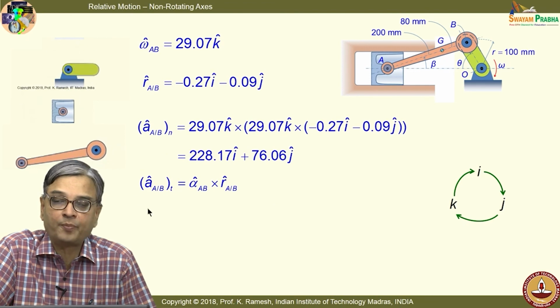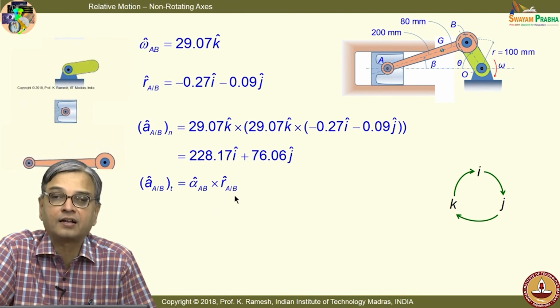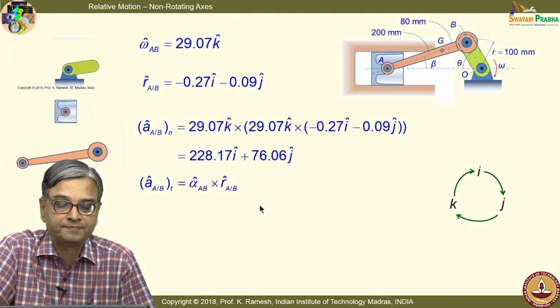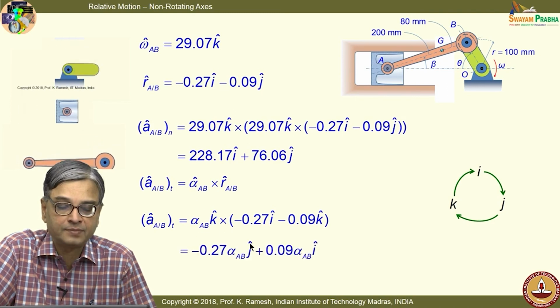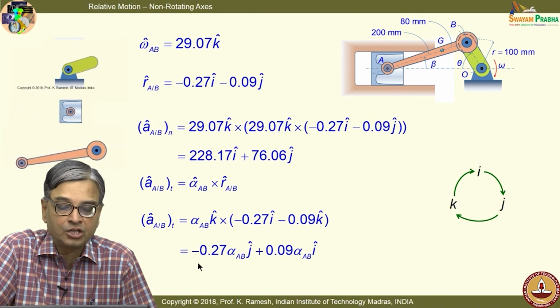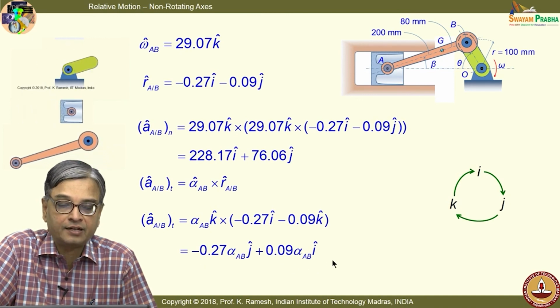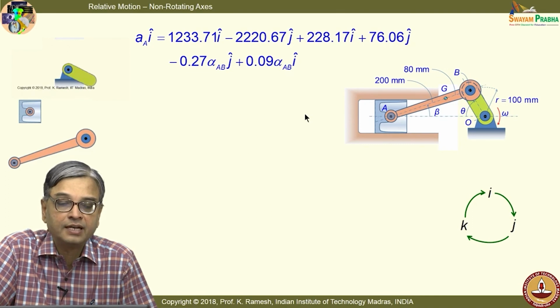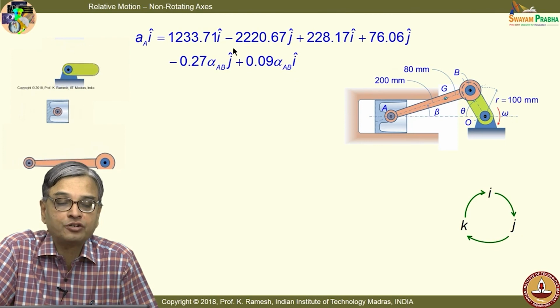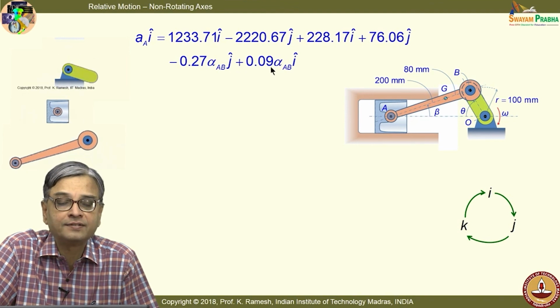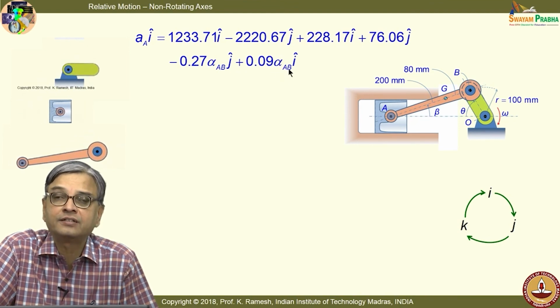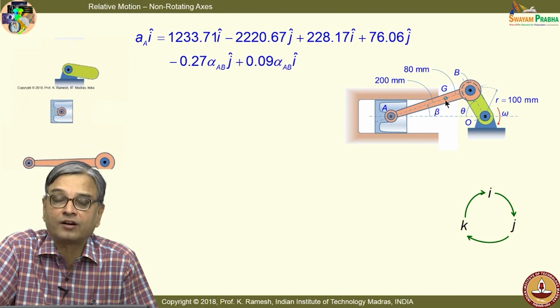And the tangential component of acceleration is alpha cross RAB. So, I have this expression. I do not know the value of alpha AB, okay, and I will write the complete expression. And from this, by grouping the terms, I am in a position to calculate what is the value of acceleration at A as well as the angular acceleration of the connecting rod.